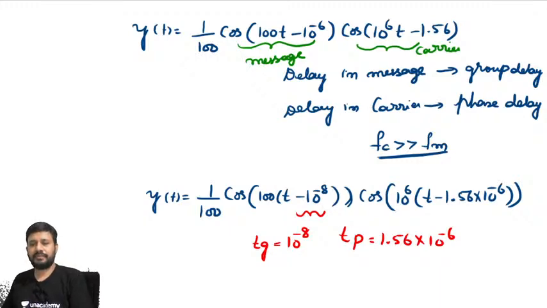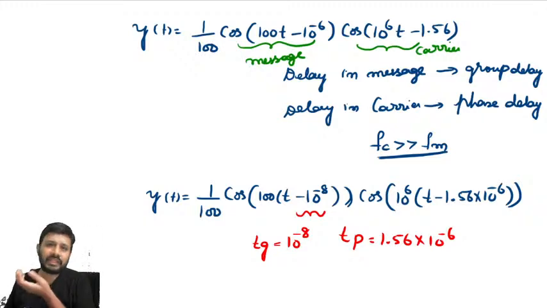Hope this is clear. Generally the message signal will have so many frequencies, no? So group delay; the carrier means a single frequency, phase delay.